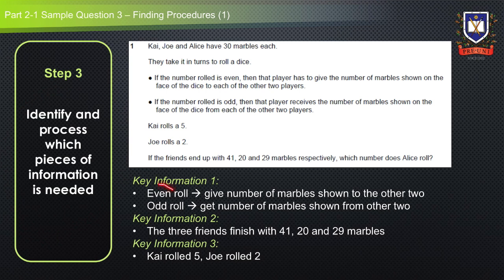Key information 1 is that if there is an even roll, the player has to give the number of marbles shown on the dice to the other 2. If an odd roll, then the player gets the number of marbles shown from the other 2. Key information 2 is that the 3 friends finish with 41, 20, and 29 marbles, and key information 3 is that Kai rolled a 5 and Joe rolled a 2.